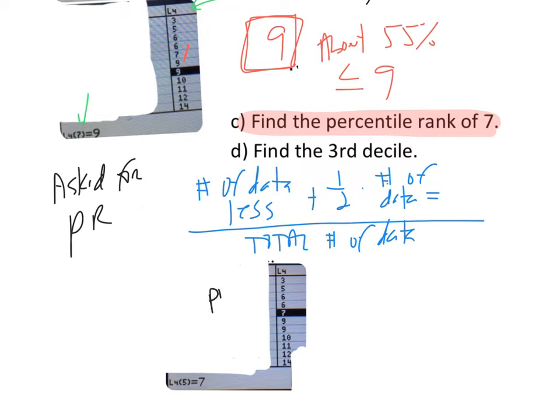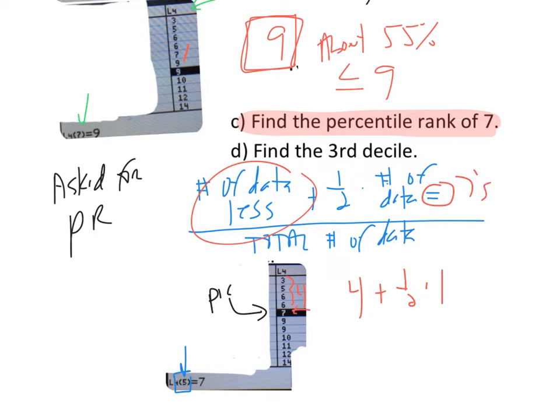So here, take a picture of your number 7. Number 7 is in the 5th spot. So the number of data less has to be 4. So we take 4 plus 1/2 times the number of data equal, so we're looking for the number of 7s. And here, since there's only 1 7, we're going to go 1. So we're going to go 4 plus 1/2 times 1 over 12. Do that computation on your calculator and take a picture.